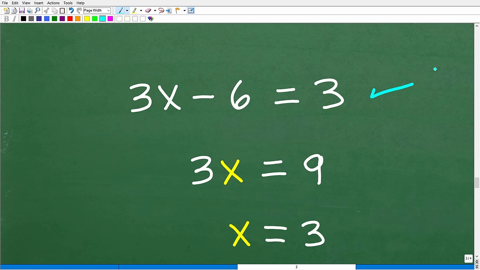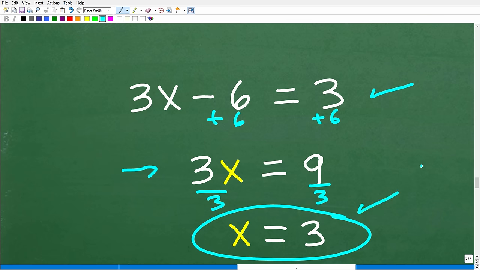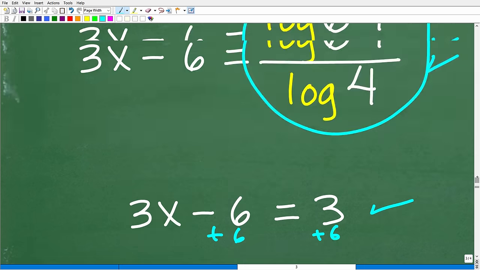And now we have a lovely basic linear equation, which we can solve rather easily. So 3x minus 6 is equal to 3. I want to add 6 to both sides of the equation. I get 3x is equal to 9. Now I'm going to go ahead and divide both sides of the equation by 3. I get x is equal to 3, which of course is the same answer. So, three different techniques or methods you can use.